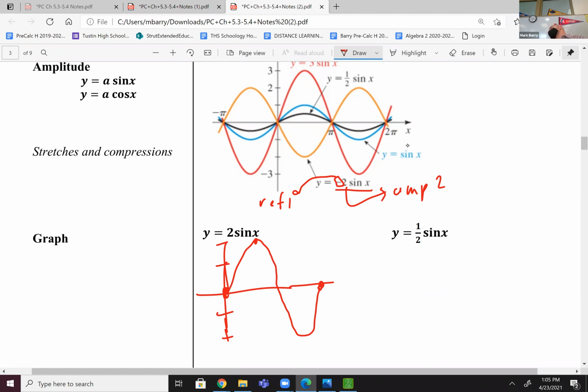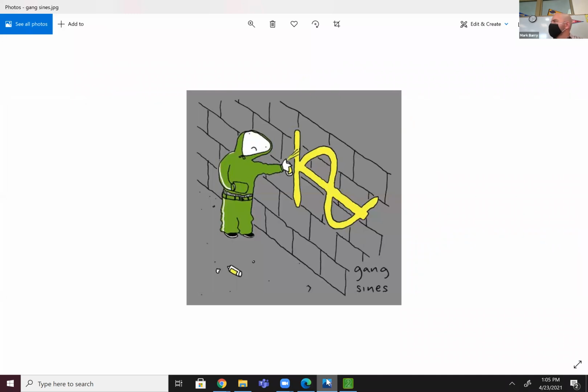All right, cool. Do we have a meme for this? Yes. Let's look at a meme. How about that? That's a good way to finish the day. There we go, gang signs, all right?